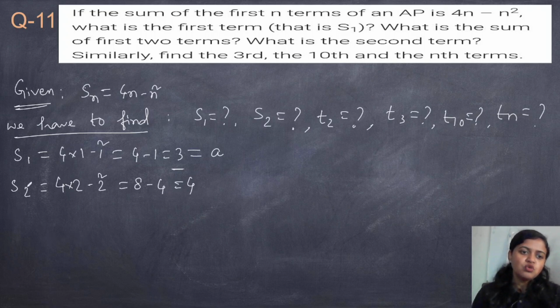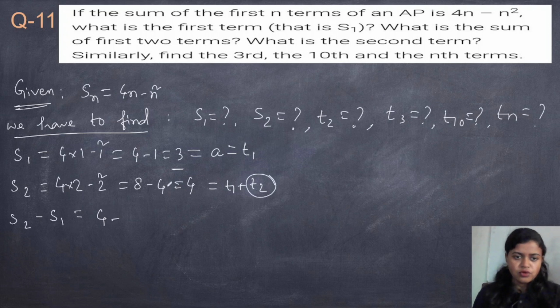So T2 means what? Actually S1 is what? S1 equals T1. S2 we can also write as T1 plus T2, so if I subtract S2 minus S1, we can get the value of T2. So the value of S2 is 4, and the value of S1 is 3. So the value of T2 equals 1 here.